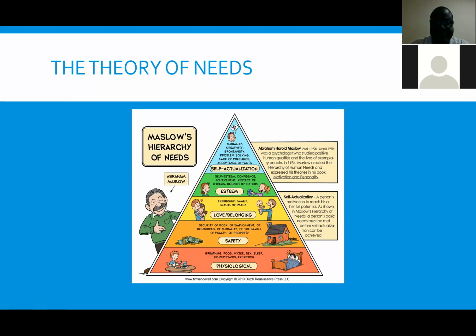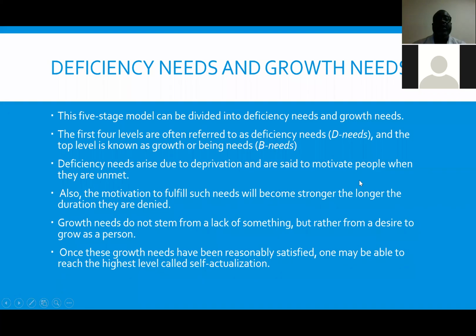This is another pyramid. Before we go into the individual needs, Abraham Maslow made a distinction between deficiency needs and growth needs. Among the 5 levels, the first 4 needs he called deficiency needs, and the last one he called growth needs. The first 4 levels are often referred to as deficiency needs, D needs, and the top level is known as growth or B needs.